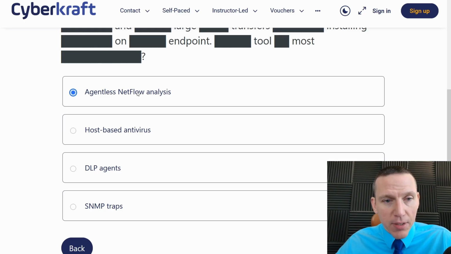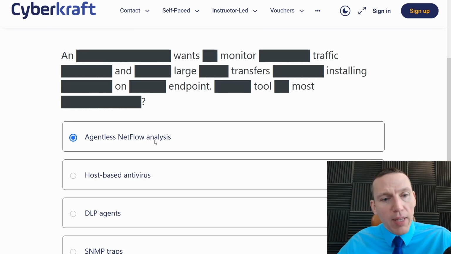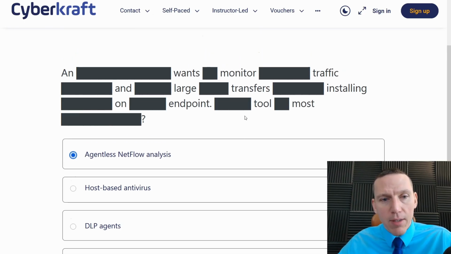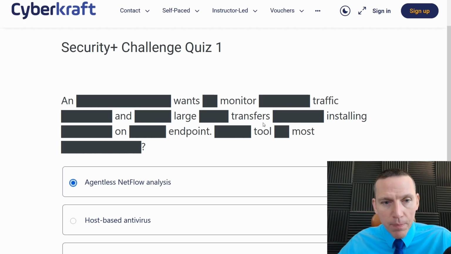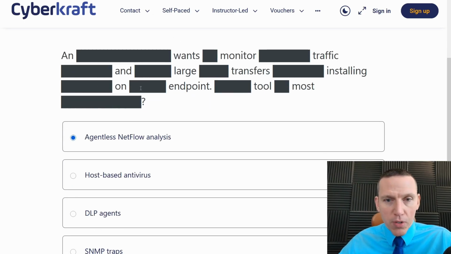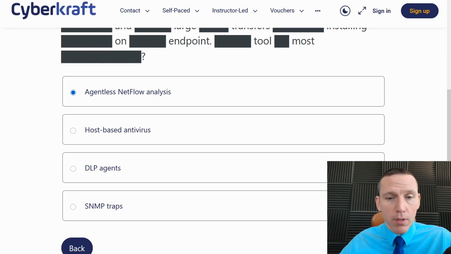It would be agentless. So I think this makes sense because both of these are host-based. SNMP trap would also be at the host level. So I think agentless net flow analysis makes sense. Because I think the only word that makes sense here is without installing. Large data transfers, because why would there be a word between transfers and installing? Or this would be like by installing. So I think this is without installing something on an endpoint. And I don't know what these two words are. But I think it'd be agentless, just based on those clues.